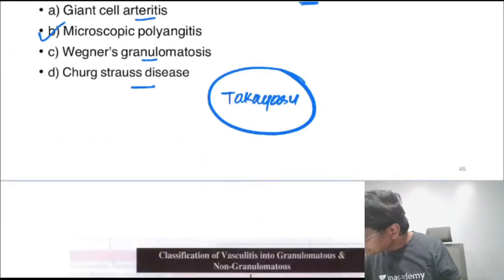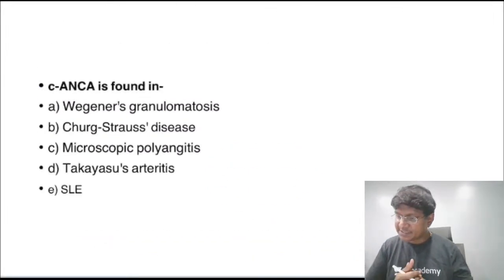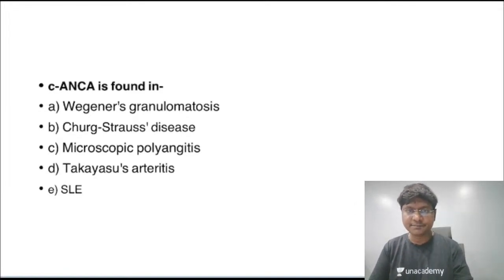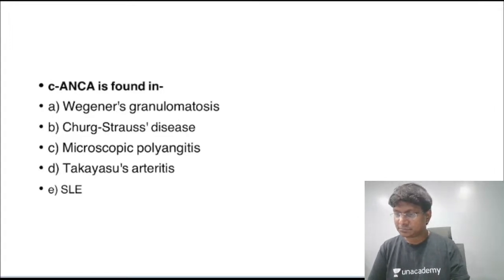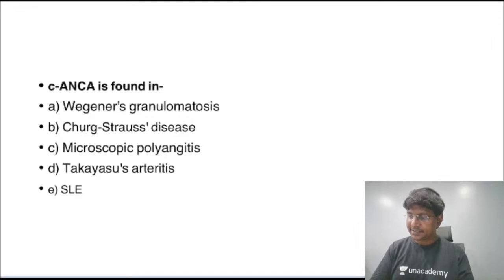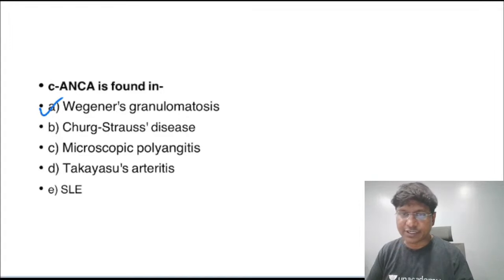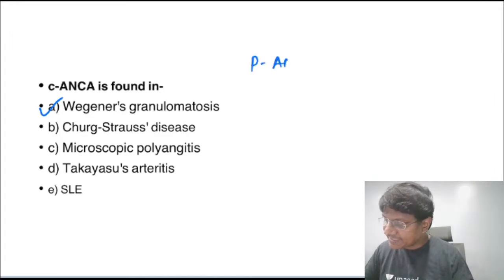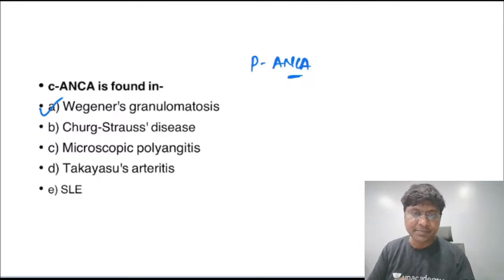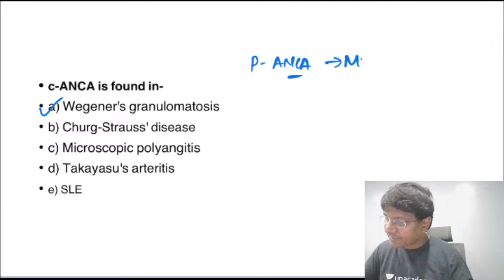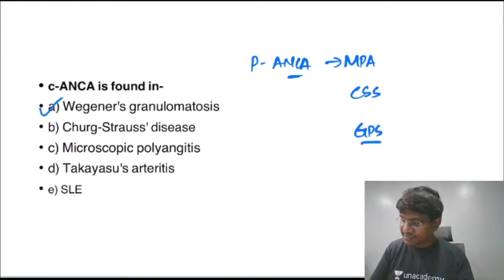Then, okay, very simple and easy question. C-ANCA is found in, right? That is in Wegener's granulomatosis. And at the same time, if you see the P-ANCA, it is present in microscopic polyangiitis, Churg-Strauss syndrome, as well as Goodpasture syndrome, whereas the C-ANCA is found in Wegener's granulomatosis, right?